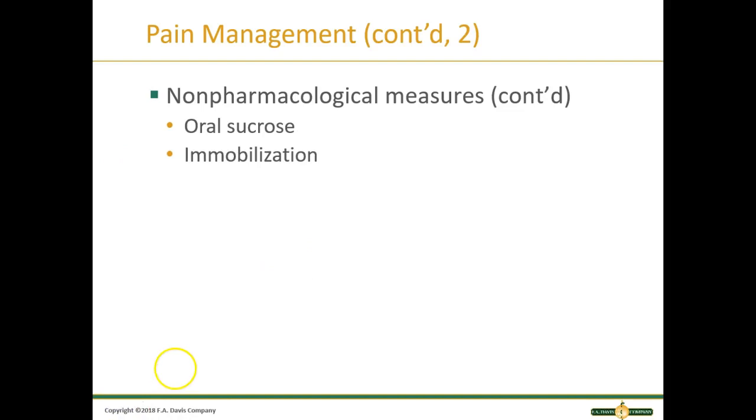Oral sucrose and immobilization are two other non-pharmacological measures. It can be effective for pain control in newborns exposed to mild or moderately painful procedures. I believe they do this for circumcision. I'm not convinced that it's effective, but I don't know any studies on it. Immobilization is especially helpful with arthritic joints, it says here. I think of a cast, immobilizing a body part to help with pain.